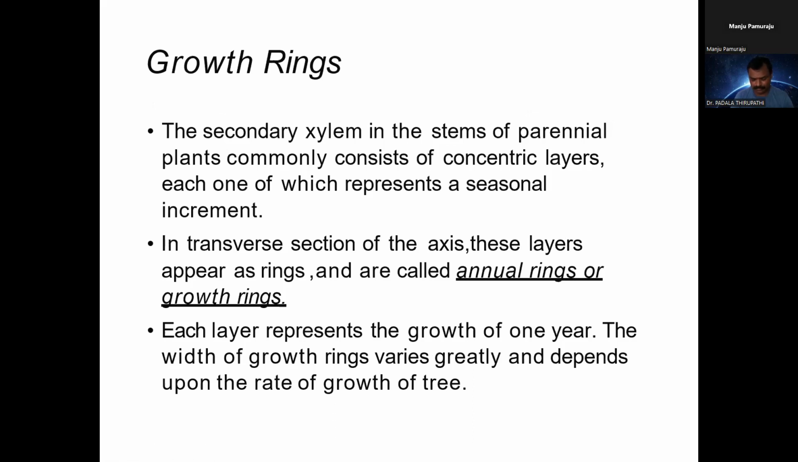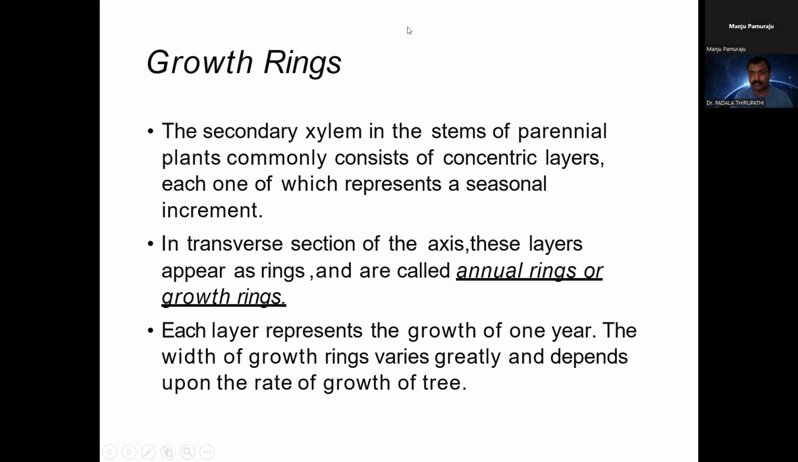So the next one is the growth rings. The secondary xylem in the stems of perennial plants commonly consists of concentric layers, each of which represents a seasonal increment. When we take a transverse section of wood or logs, we can observe the rings inside. These concentric layers are formed due to seasonal increment; every year one ring is formed.